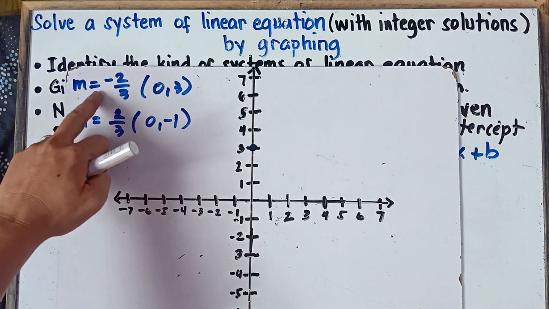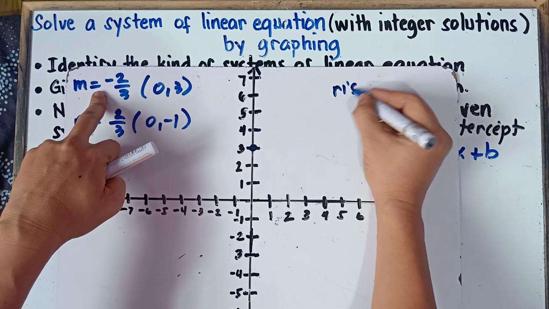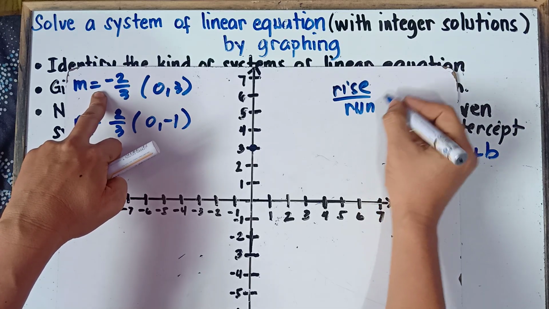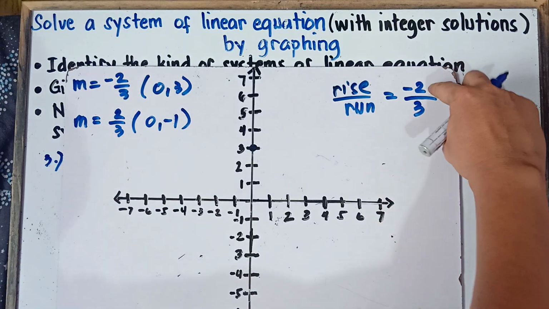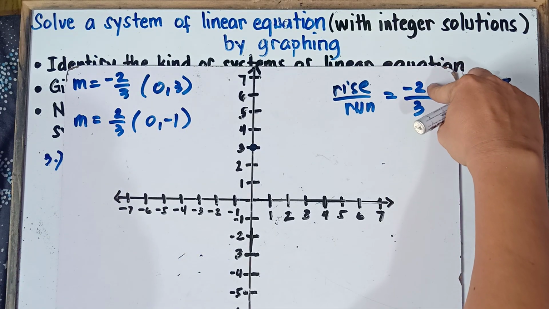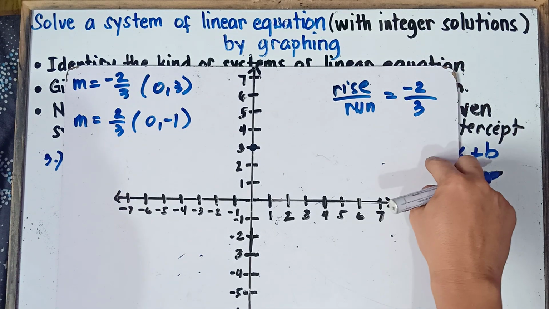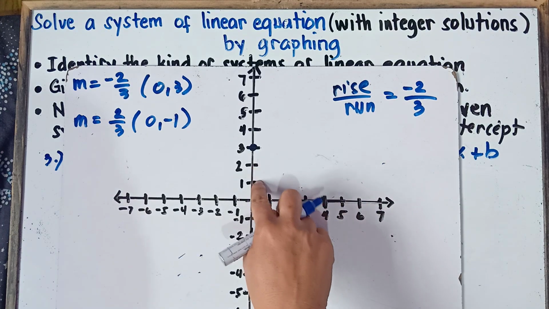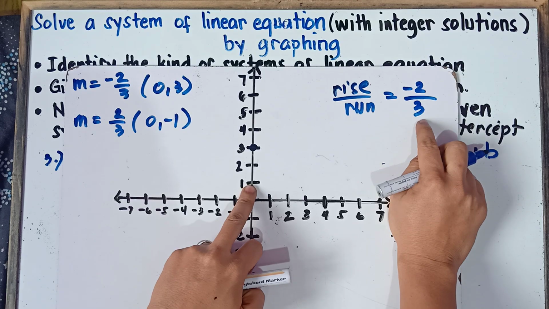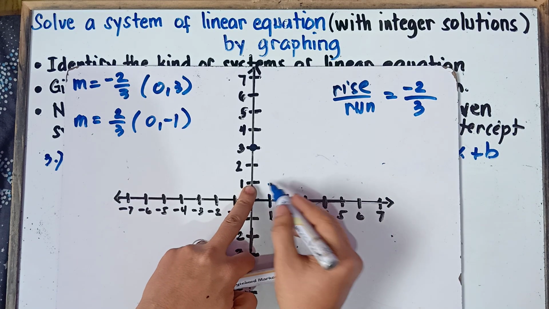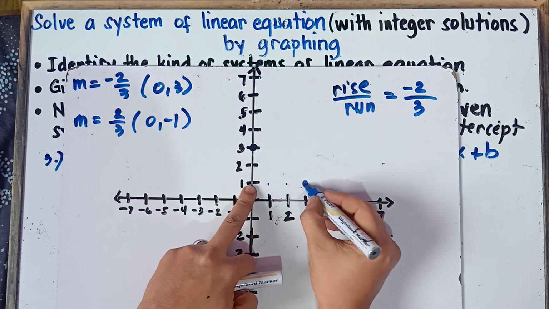Alright, and then m, we have rise over run. Rise is negative 2 and run is positive 3. Once again, if this is negative 2, vertical change, you will need to go down twice. So 1 and then 2, this one right here. Now run, this is positive 3, therefore you need to move 3 units going to the right. 1, 2, and then 3. So this will be our point, class.